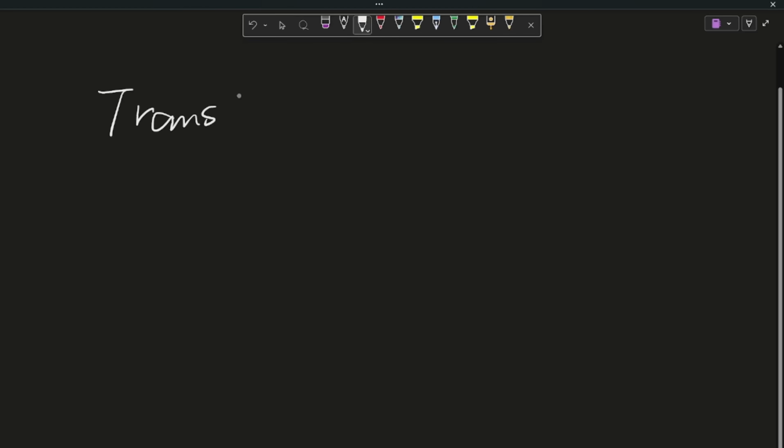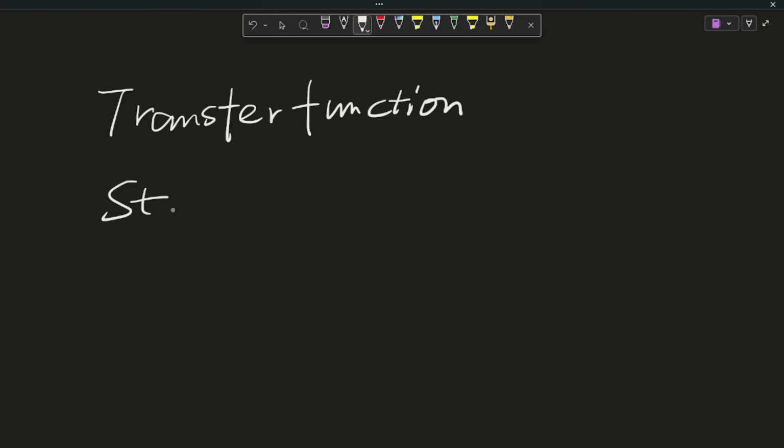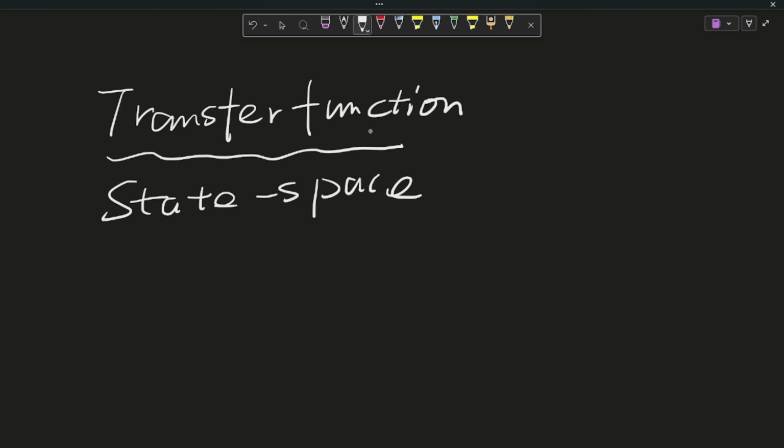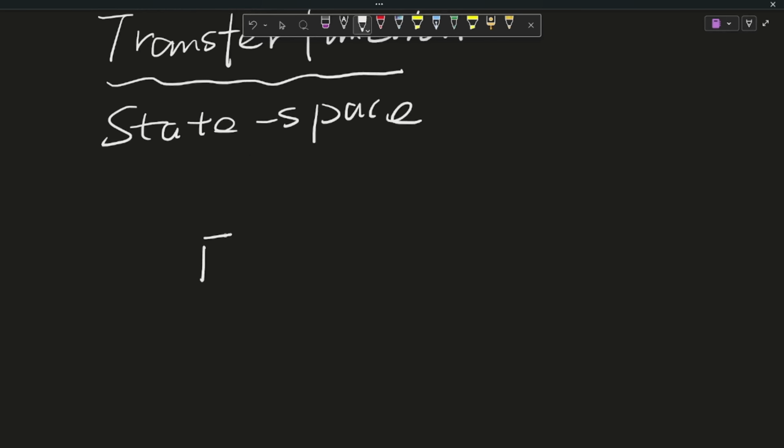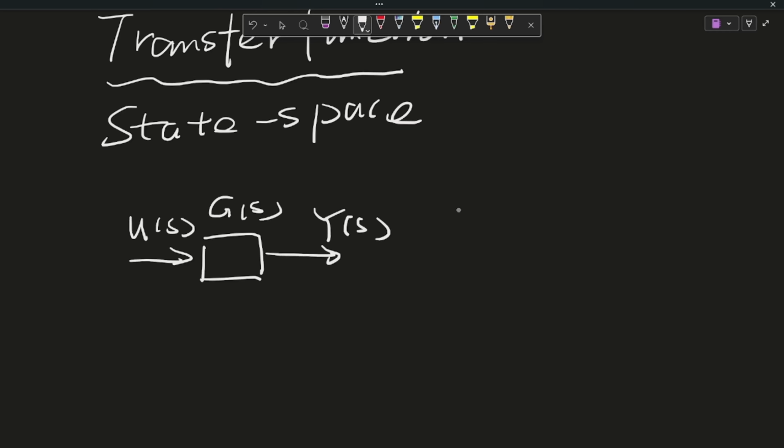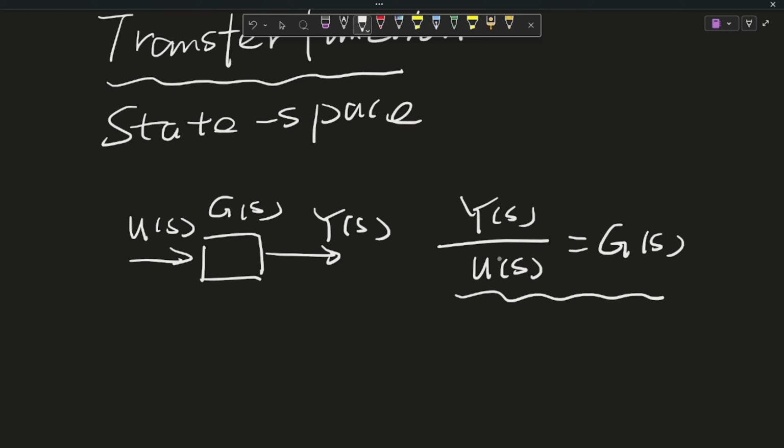Today, I will be explaining two fundamental concepts in control engineering, transfer functions and state space. First, let's take a look at what a transfer function is. Consider a system G(s) with an input U(s) and output Y(s). The relationship is defined as Y(s) divided by U(s) equals G(s). The ratio of a single input to a single output is what we call the transfer function.